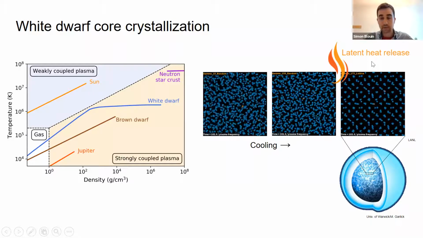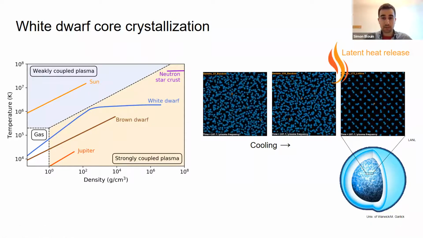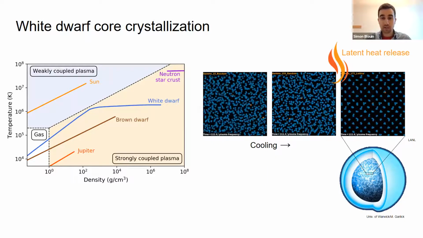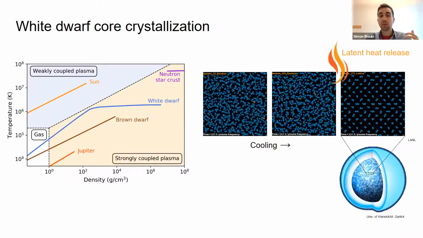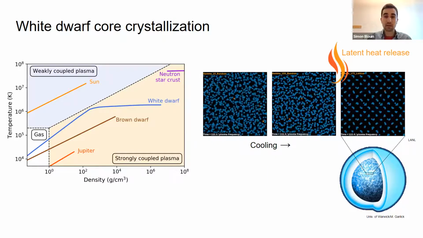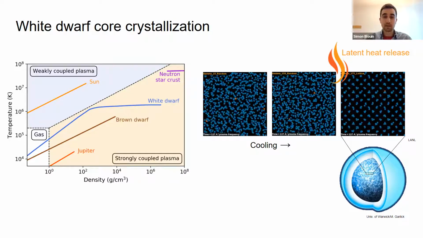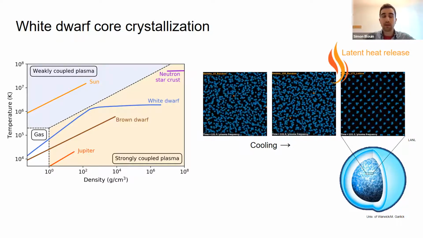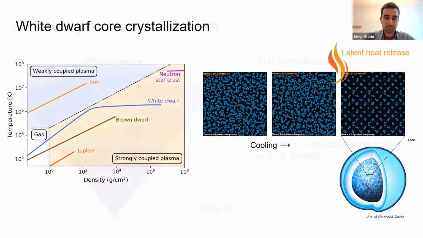And this latent heat is a new source of energy for the white dwarf. It's excess energy that it has to get rid of in order to continue cooling down, which means that it slows down its evolution, its cooling, by a quite significant amount.